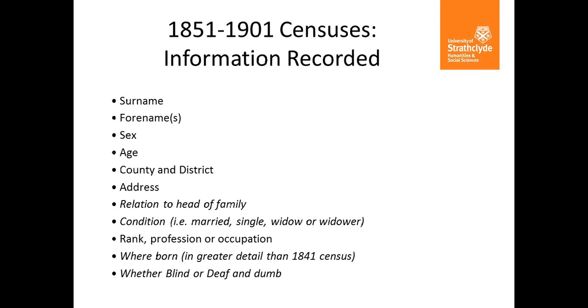Beyond 1841, lots of information began to be added, including the relationship to the head of the family, also whether someone was married, widowed, single, or a widower, where born, and also there were questions which of course used the political language of the time, whether someone was blind or deaf and dumb, and in some, whether they were an imbecile or feeble-minded, and those were the questions pertaining at the time.